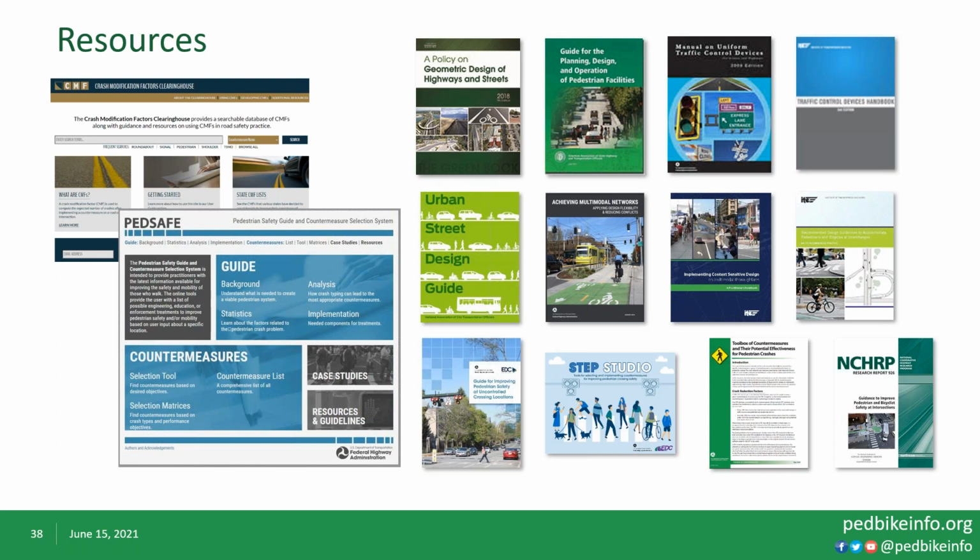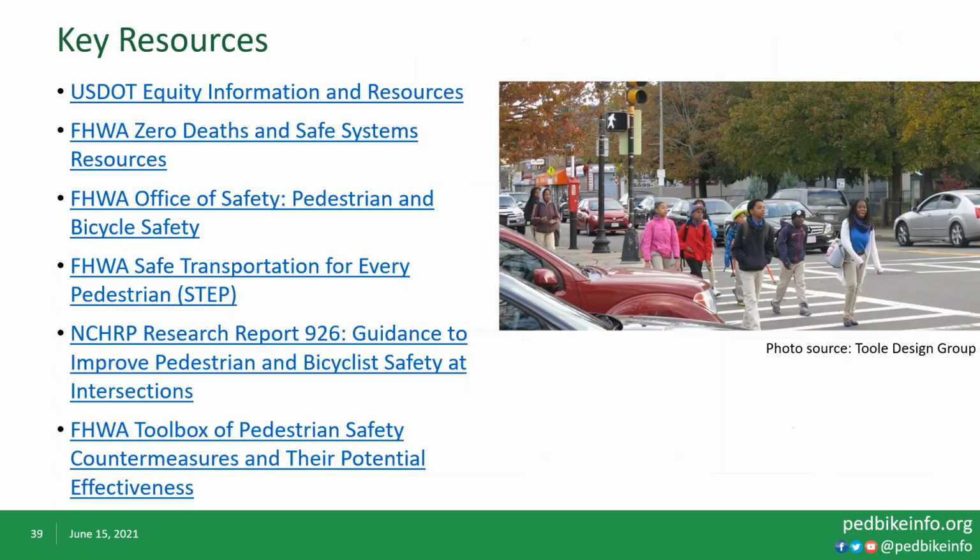There's the STEP guide and the STEP studio resource that we previously mentioned, and obviously planning and design resources like the AASHTO Green Book, the NACTO or District Design Guide, and the FHWA Achieving Multimodal Networks guide, which helps think through some of those trade-offs that are particularly salient on arterial streets. Those are just some of the top key resources from that list.